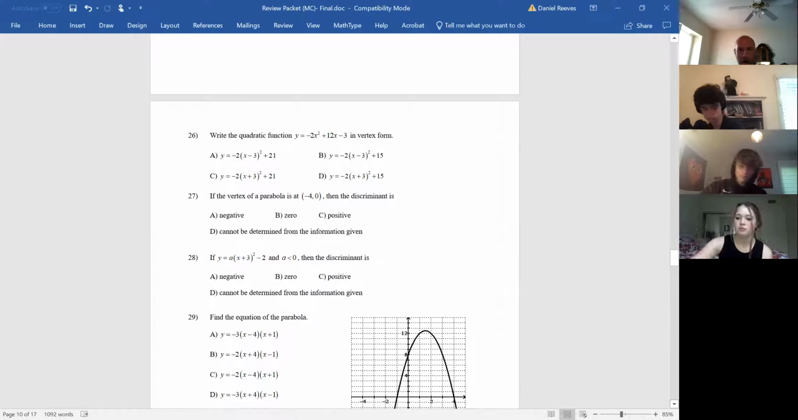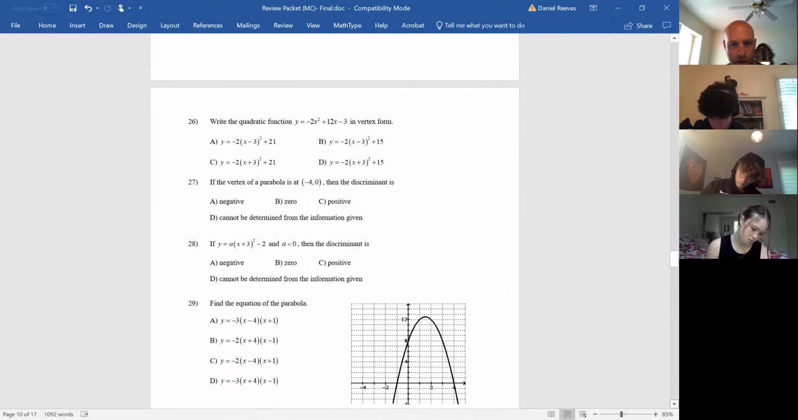Okay. So we looked at vertex form in 27. They're throwing out discriminant. So I'm just going to write that in here. Discriminant. And kind of put a couple checks next to discriminant and vertex form. And all of the above.